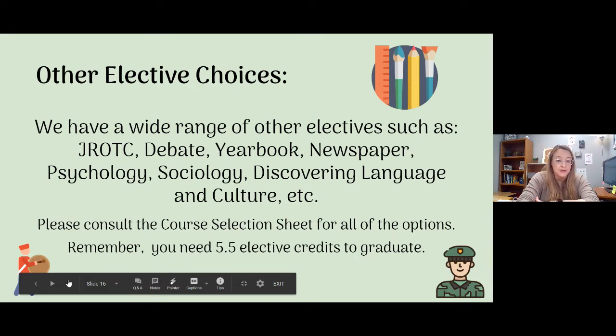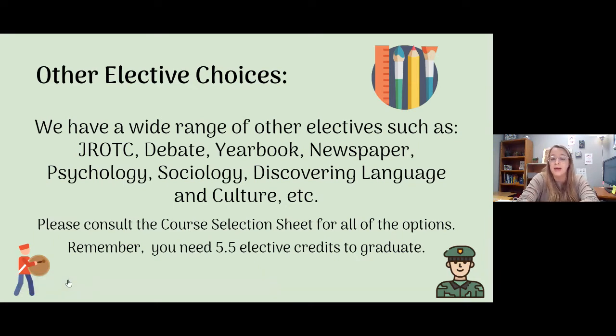We have a lot of electives. There's ROTC, debate, yearbook, newspaper, psychology, sociology, discovering language and culture, etc. Please look at the course selection sheet for all those options. Remember, you do need 5.5 elective credits to graduate.